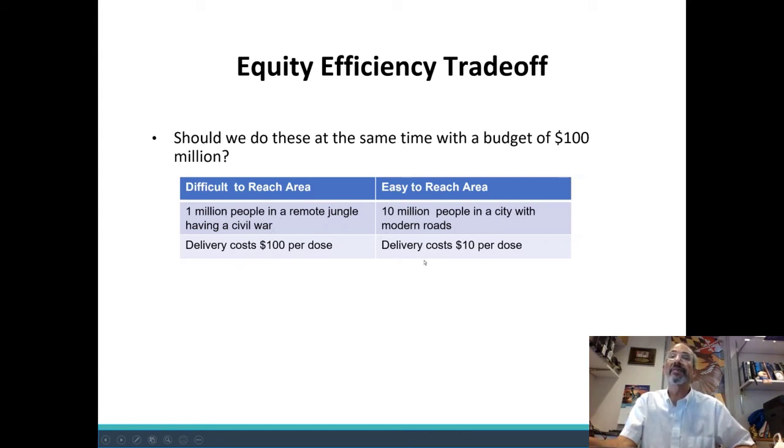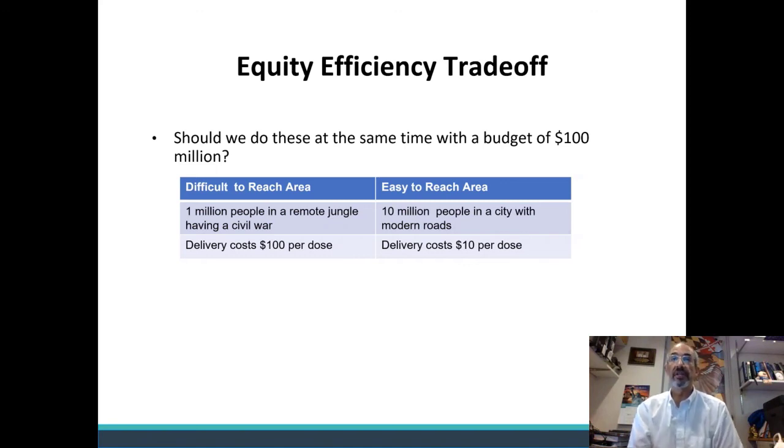On the other hand, we have 10 million people living in a city with lots of roads, and it's pretty easy to reach them, and I can vaccinate each one at $10 per dose. So we have a problem of fairness. There's no way to make this go away. We do have limited budgets, even though some billionaires have no trouble coming up with another 100 million. Most countries don't, and the World Bank doesn't. The World Bank is hard-pressed to come up with another 100 million. So even though we wish we could snap our fingers and come up with another 100 million, we have what's called an equity efficiency trade-off.